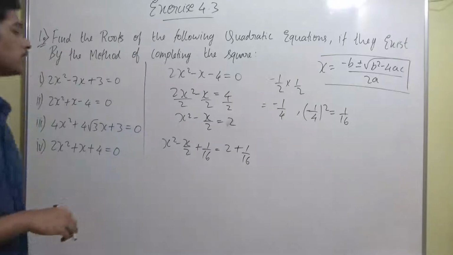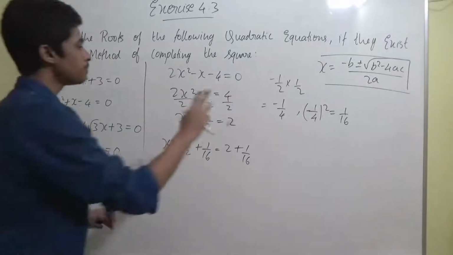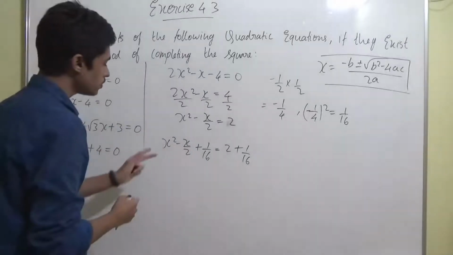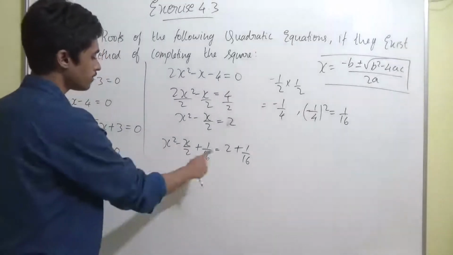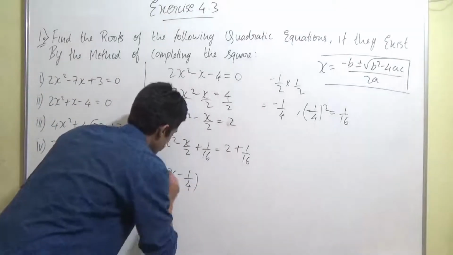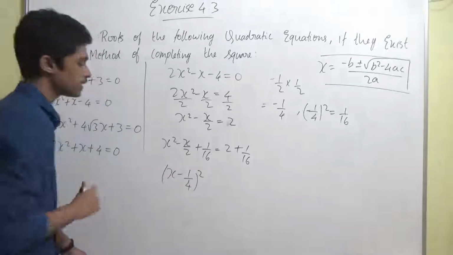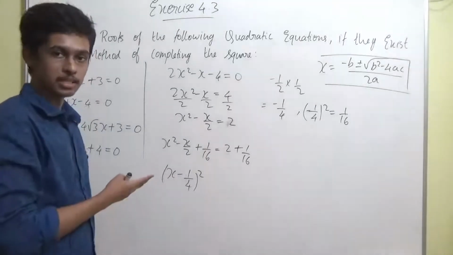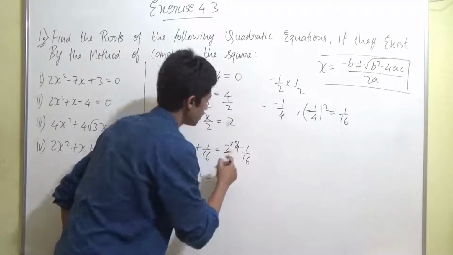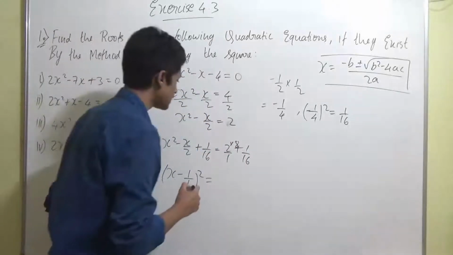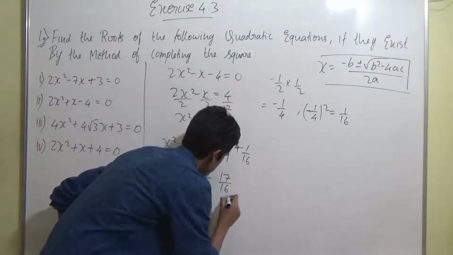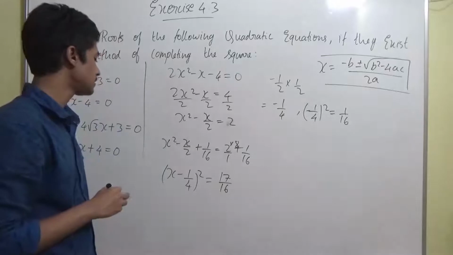Getting it, guys? Now this is the b, right? Minus 1 by 4 is the b. So this is nothing but equal to x minus 1 by 4 the whole square. So this whole thing we wrote as x minus 1 by 4 the whole square. It's like a minus b the whole square equal to, this we have to take the LCM into 8. This becomes 16 plus 1, 17 by 16. Correct?